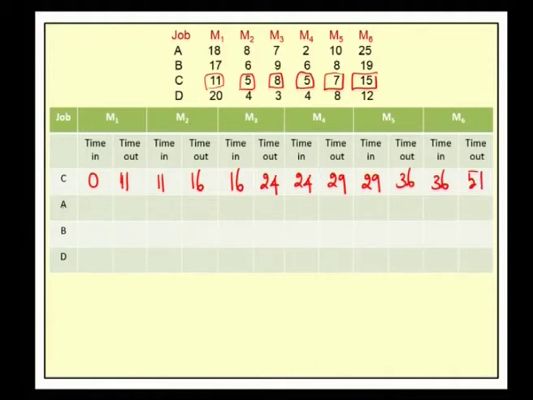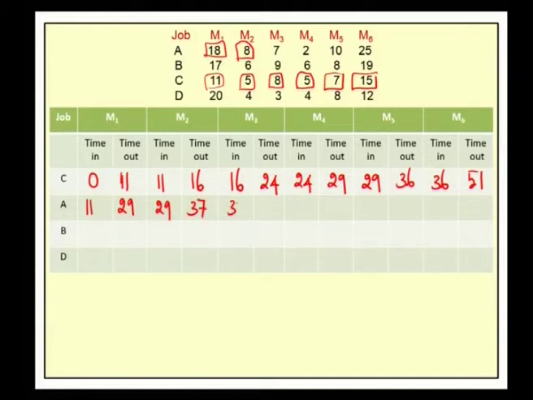Next job to be done is A. Machine 1 starts its work at the 11th hour. For A, machine 1 takes 18 hours to complete the job. So it completes job A at the 29th hour, which is 11 plus 18. Machine 2 starts its work at the 29th hour. In order to complete the job, machine 2 takes 8 hours. So, 29 plus 8 is 37 hours.